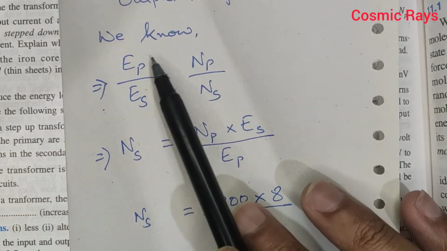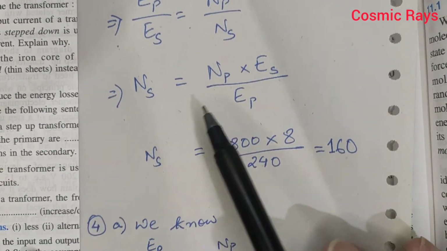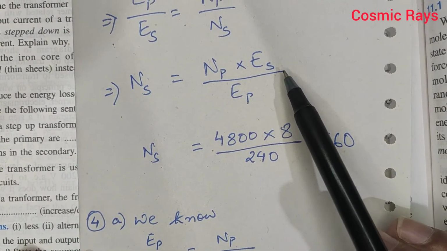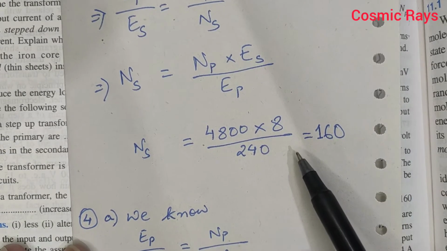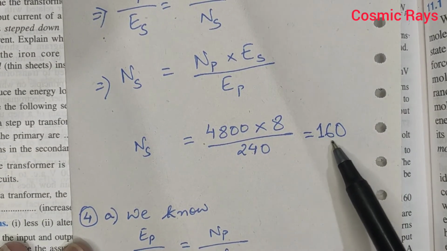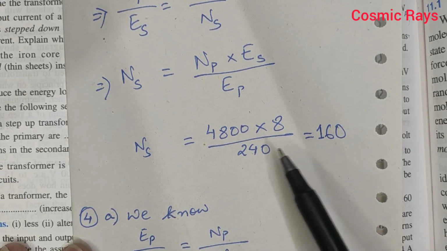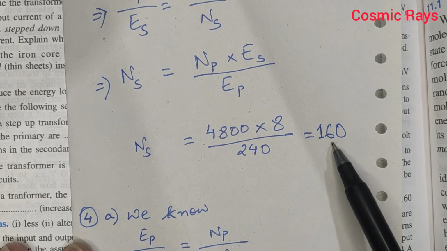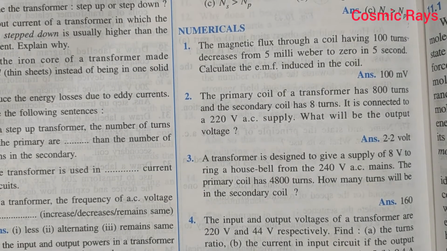So we know EP upon ES is equal to NP upon NS. So NS is equal to NP multiplied by ES upon EP. So we just substitute the values, and after simplifying we get the answer as number of turns at the secondary side of the transformer is 160. These are very easy numericals.